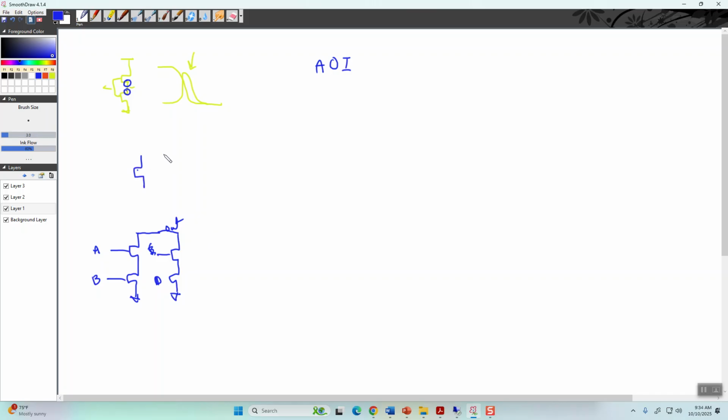Well, what was in parallel becomes in series, and what's in series becomes in parallel. So these are in series, they become parallel.